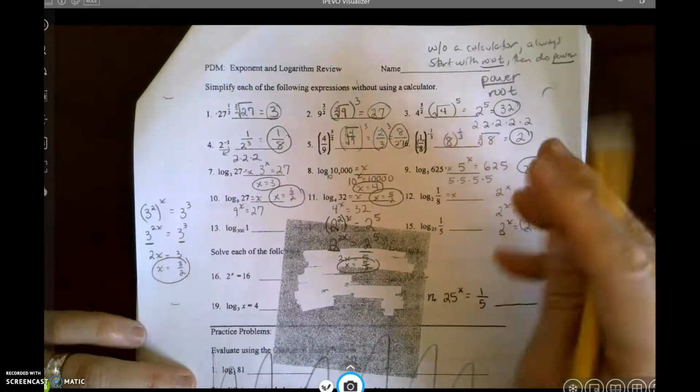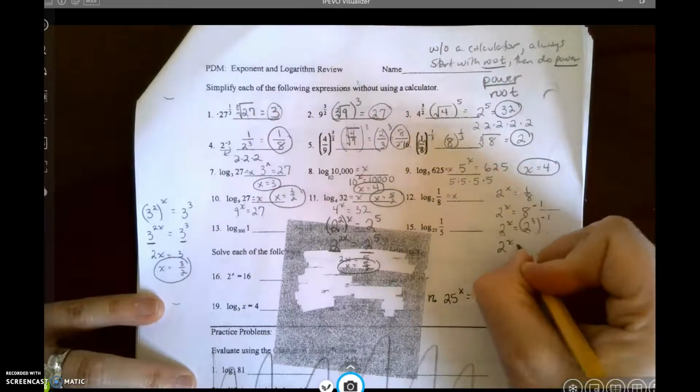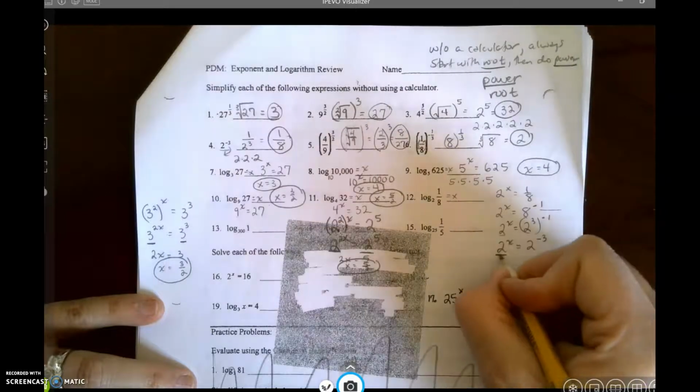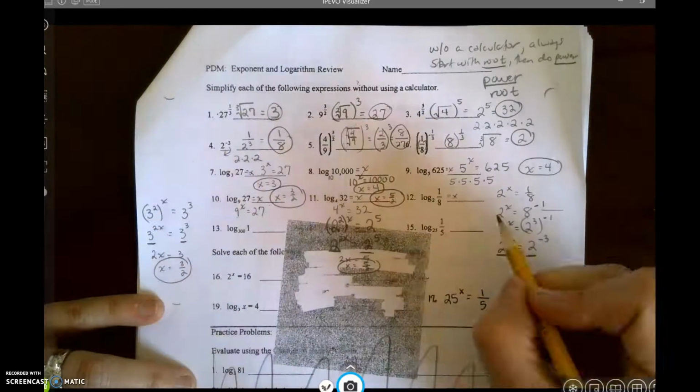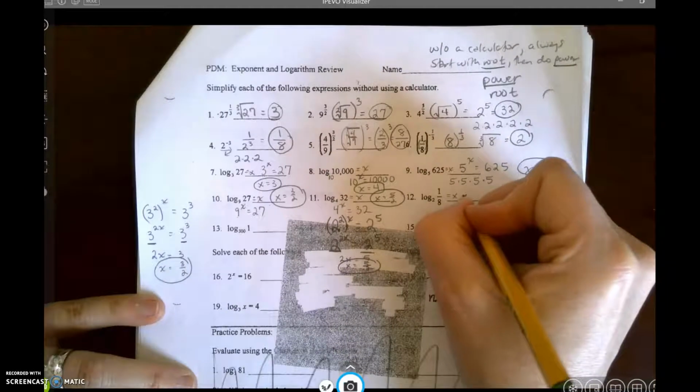They have, well, I'm not going to say they have the same base yet. I'm going to get rid of those parentheses. 2 to the x equals power to a power you multiply. Now they have the same base. So x equals negative 3. Write that right here as well.